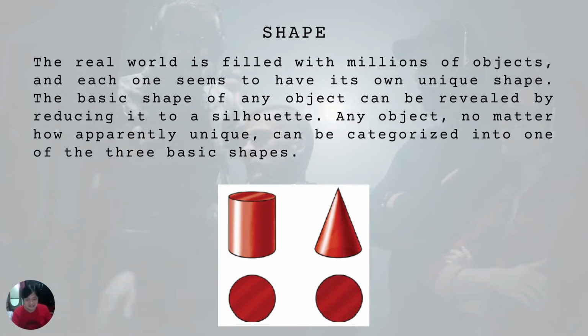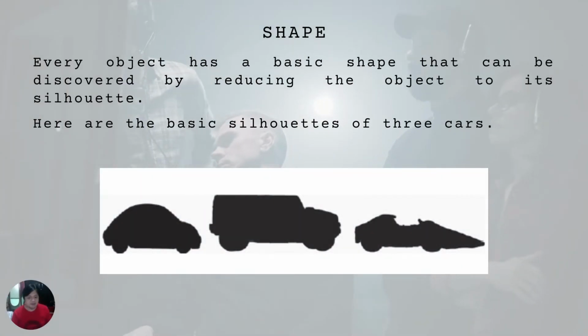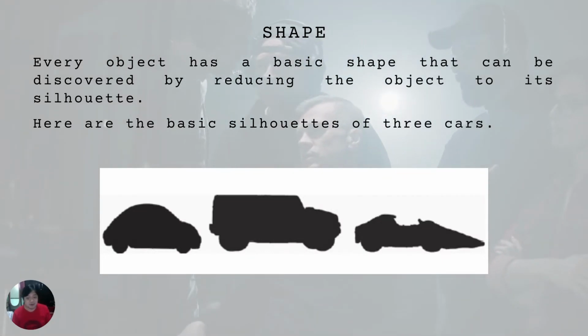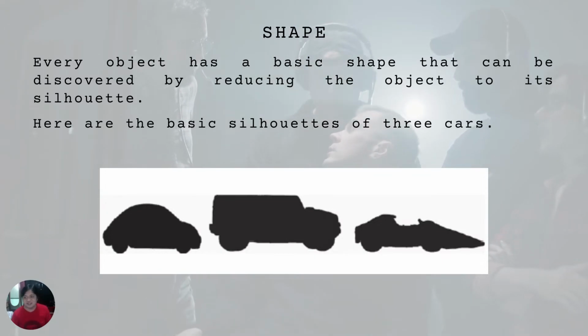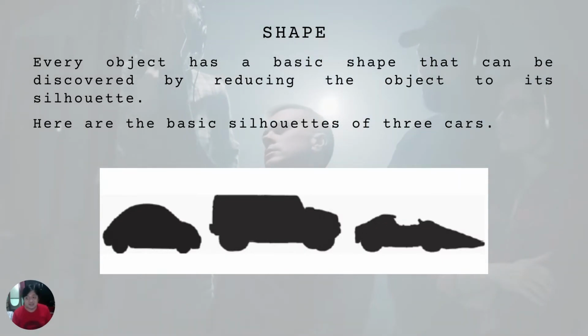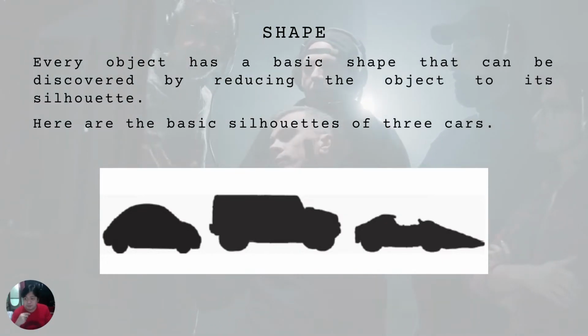Now, this for example, every object has a basic shape that can be discovered by reducing the object to its silhouette. Here are the basic silhouettes of three cars. The first car on your left is based on a circle. A circle is the most benign of the basic shapes. It doesn't have an up or down or any size. A circle has no direction or intrinsic visual dynamic. So, bilog lang siya eh. Diba? It doesn't suggest movement. Most people describe cars with circular shape as friendly or cute.